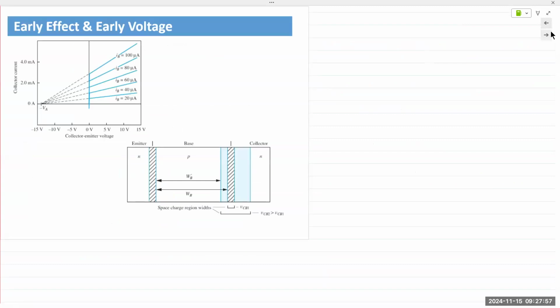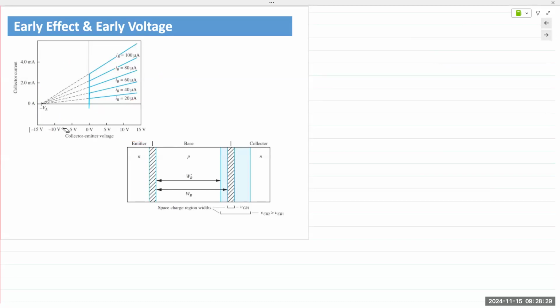So the early effect and early voltage are named after James Early. He was a scientist and researcher working for Bell Labs. When he was working with the output characteristics of a BJT, he noticed that a slope would occur at higher voltages of VCE. These are not typical values. These are highly exaggerated.